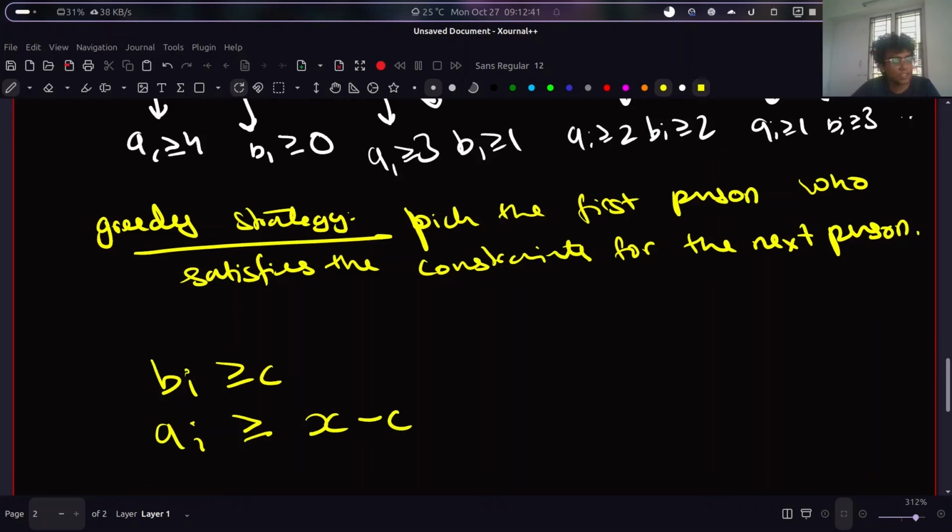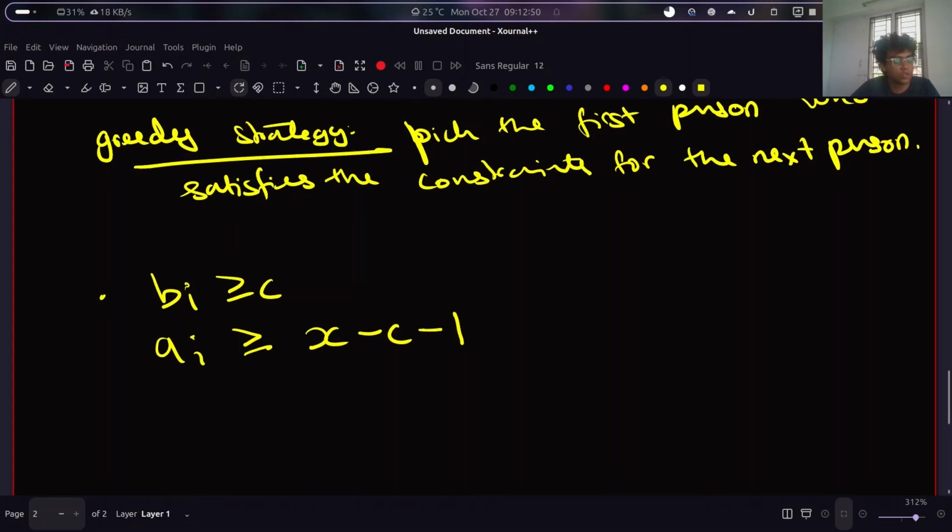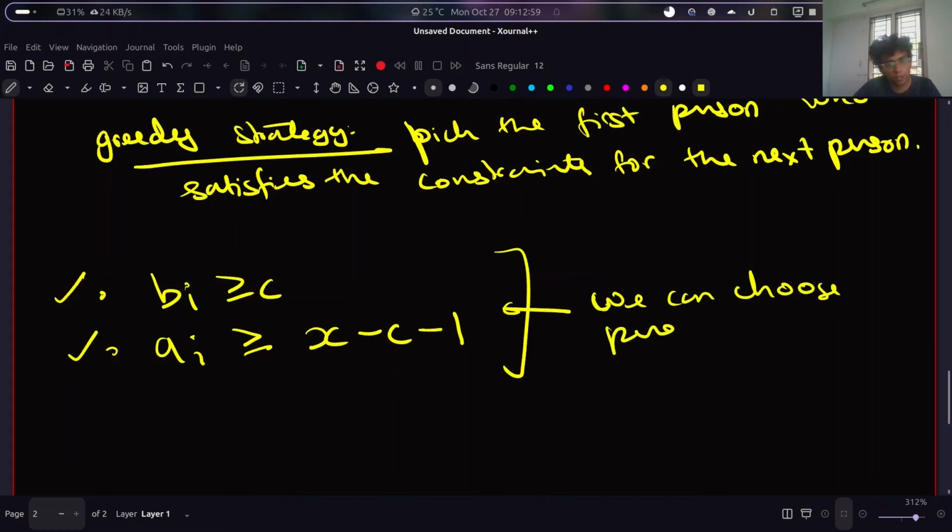So x minus c means the total number of people minus the people who have come before, minus 1 for the current element, right? So x minus c minus 1. So when these two conditions are satisfied, then we can choose the ith person, we can choose person i to be the cth person in our lineup, right?